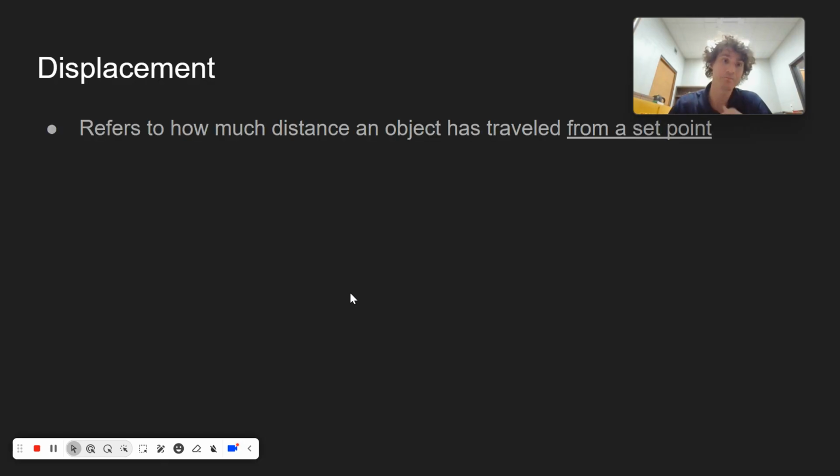So hopefully it makes sense. Displacement is how far you've gone from a point. Okay, when I say a point, I mean like a point on a map. Okay, to make it easy, imagine if you're in New York City and you want to go to Boston. Well, to get to Boston, you got to go north and you got to go a little bit east.